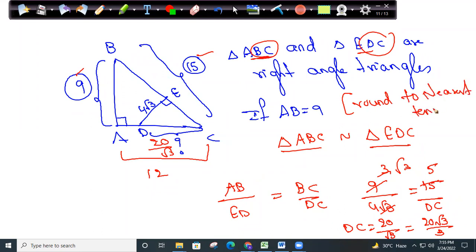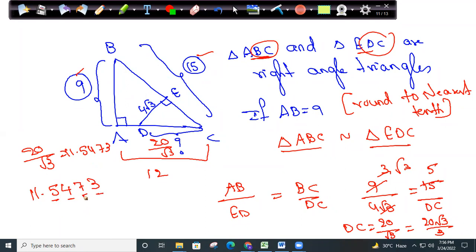Nearest 10th. Nearest 100th. Nearest 1000th. So for example, 20 by root 3, let me check what the exact value should be. 20 by root 3, root 3 is 1.732, right? 20 divided by 1.732, the approximate answer is 11.5473. If you need to be very careful, round your answer to the nearest 10th. This is called 10th. This is called 100th. This is called 1000th.